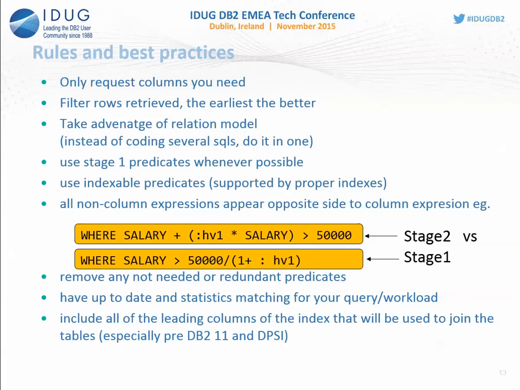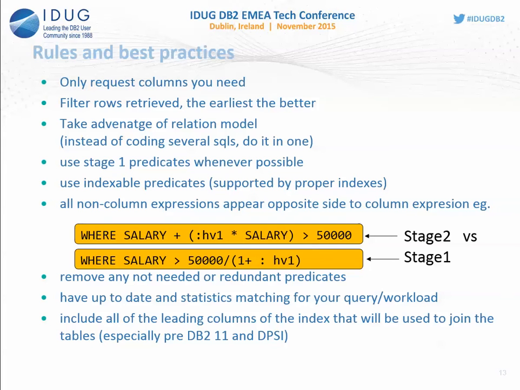And here are some rules and best practices that anyone can apply as well. So first of all, when you do the select, you request only the columns that you need. It's a bad practice to code, for example, select asterisk, because your application can suffer in terms of any application changes or any DDL changes. Your application will need to be rewritten as well.